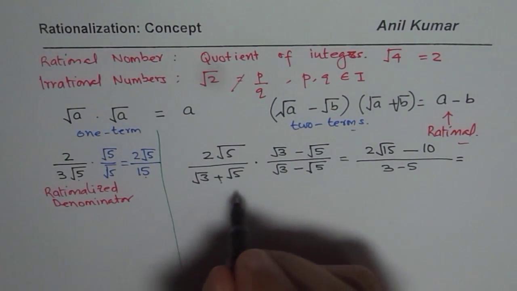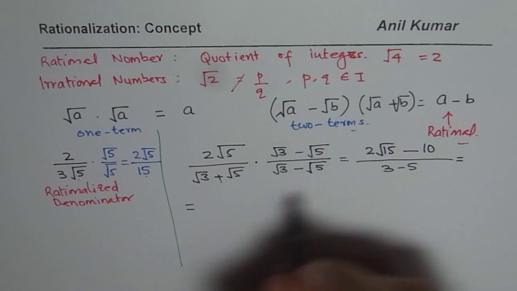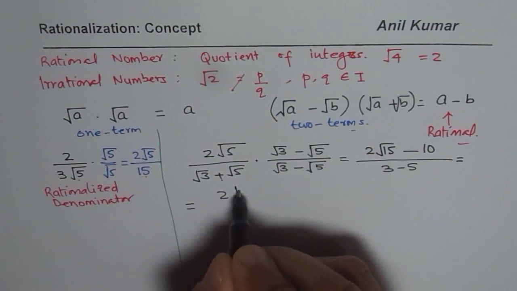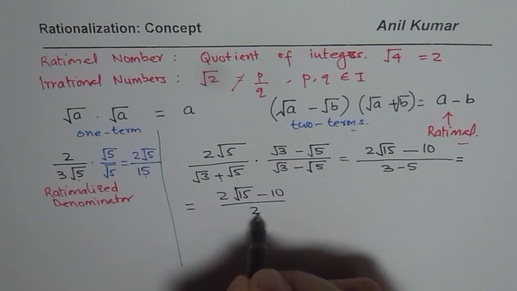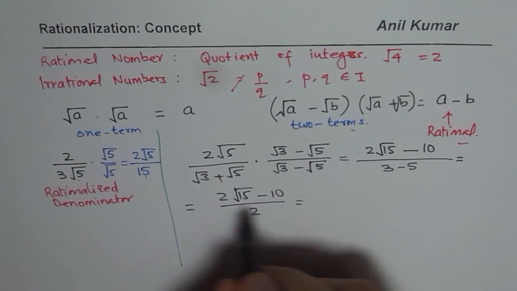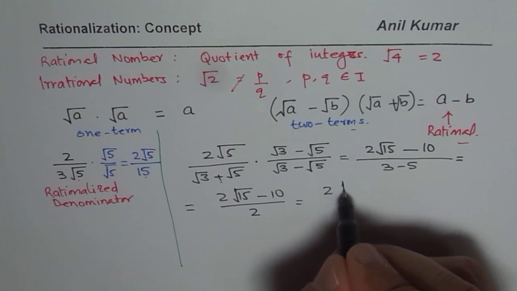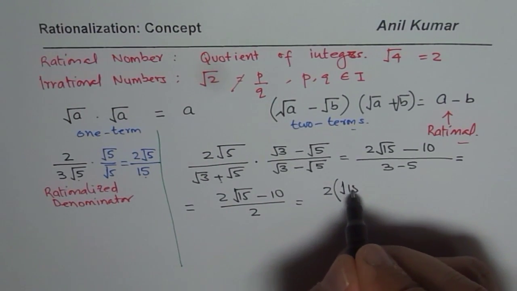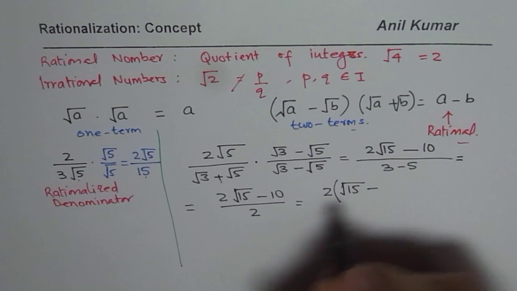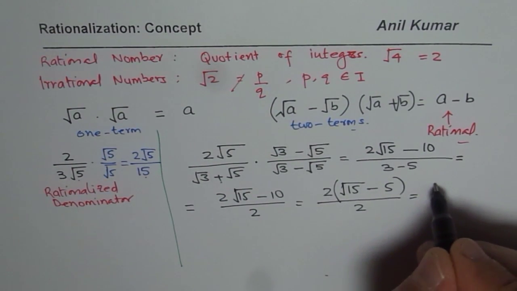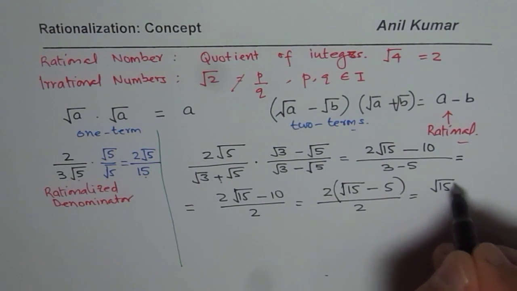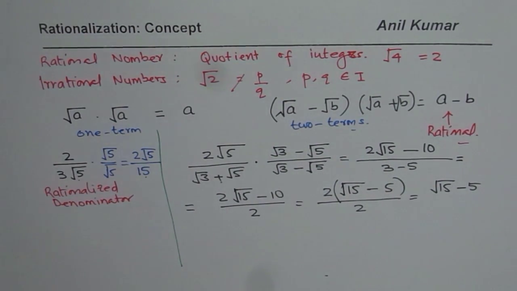Okay, let me extend this. I thought I'd finish it off there, but we can still simplify. So we have 2 square root 15 minus 10 divided by 2. Now we can take 2 as a common factor from the numerator, and simplify and write it as square root 15 minus 5. So that is how you can rationalize the denominator in this case and do the needful.